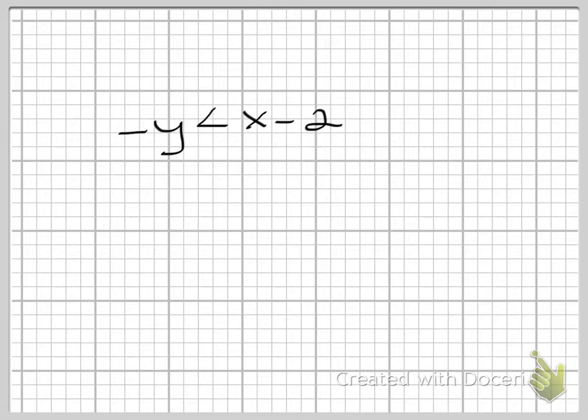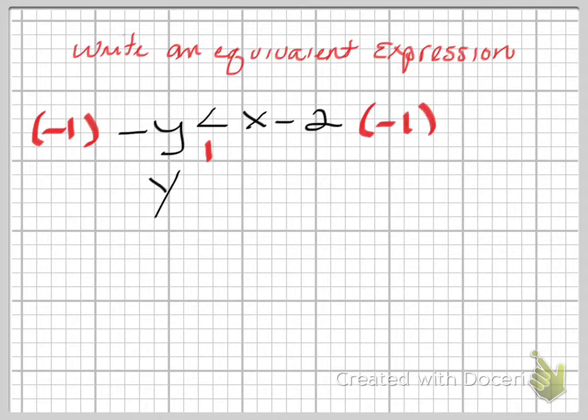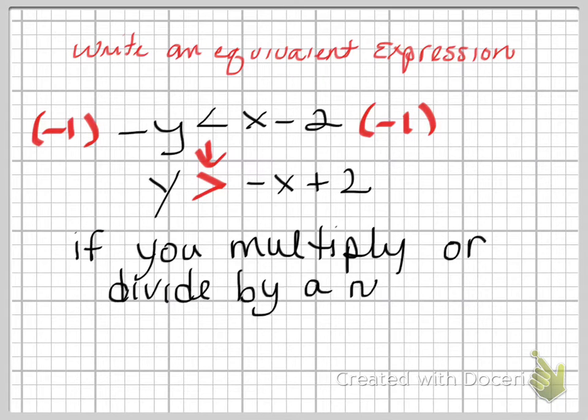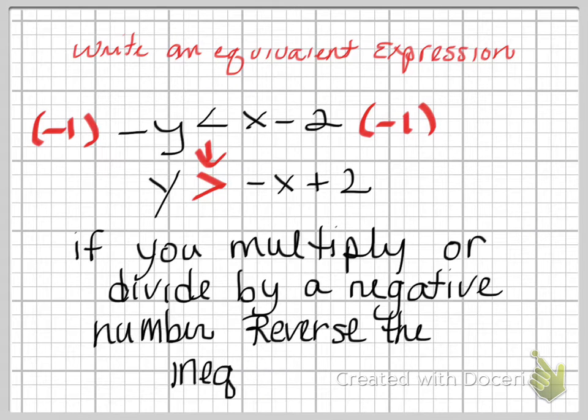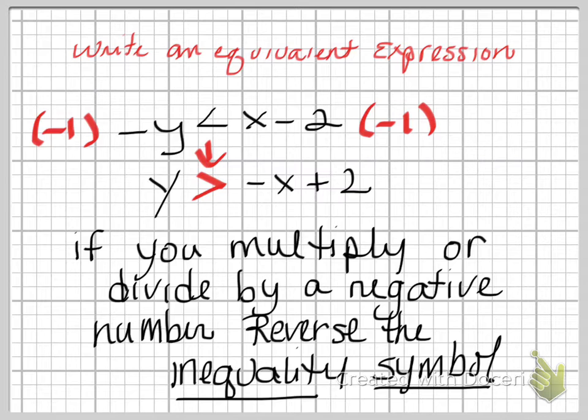Here we have another inequality. Notice the negative y. And it says to write an equivalent expression. Well, the equivalent expression here would be simply to multiply by a negative 1. It removes the negative y, which is important if you're going to use y equals mx plus b to solve it, or graph it, I should say. But it also reminds you, hopefully, of an important point with inequalities. When you multiply or divide by a negative number, you must flip or reverse the inequality symbol. Very important, reverse it.